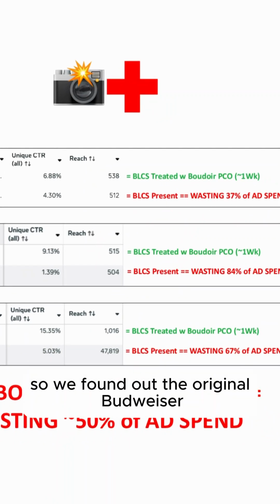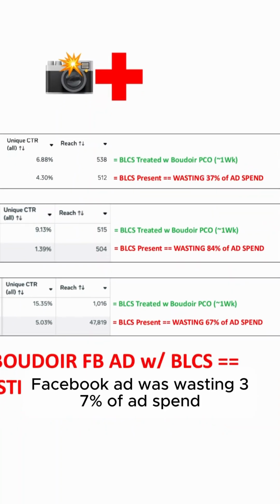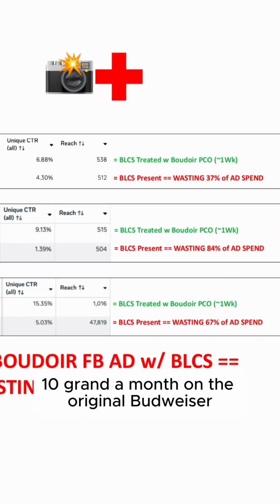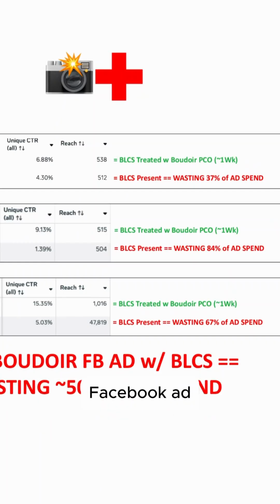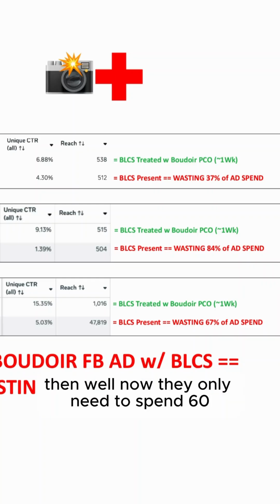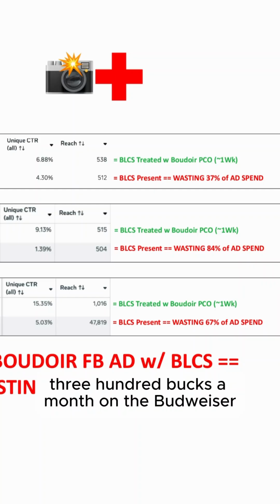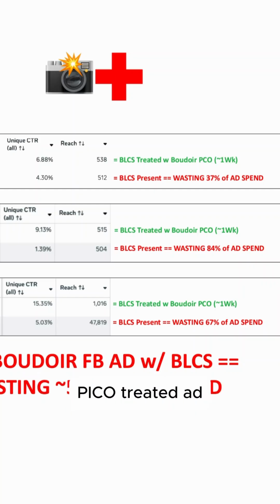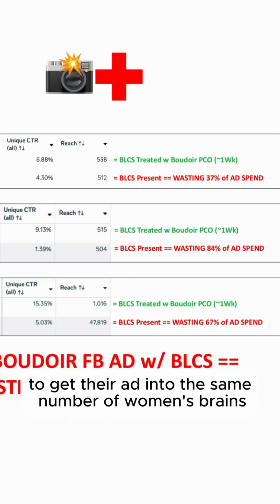So we found out the original Boudoir Facebook ad was wasting 37% of ad spend, which means that they're spending 10 grand a month on the original Boudoir Facebook ad. Now they only need to spend $6,300 a month on the Boudoir Pico treated ad to get their ad into the same number of women's brains.